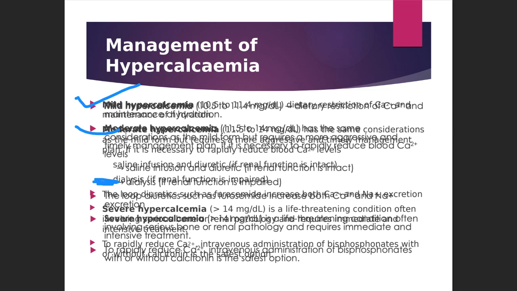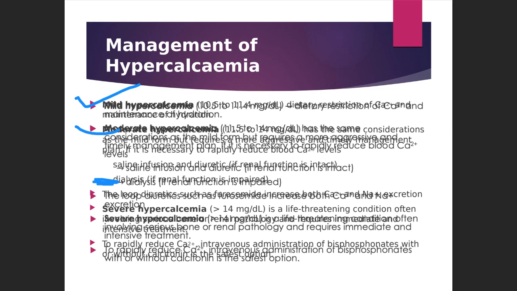The severity of hypercalcemia over here, which is more than 14 milligram per deciliter, is a life-threatening condition which involves serious bone and renal pathological conditions that may arise, and it requires immediate and intensive treatment. The patient has to undergo proper treatment to overcome this type of condition.